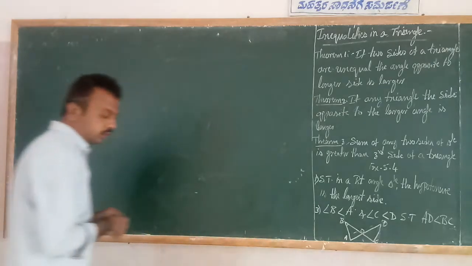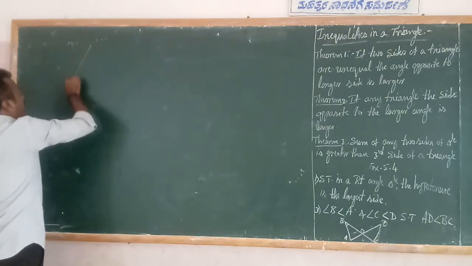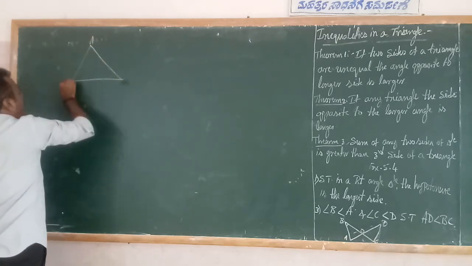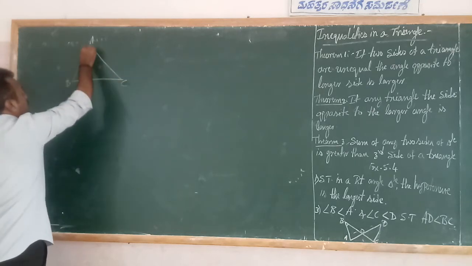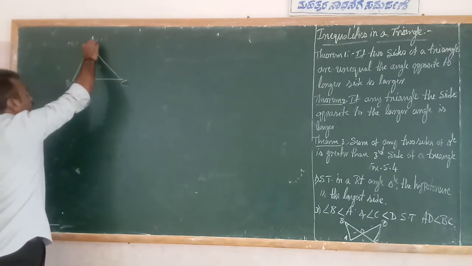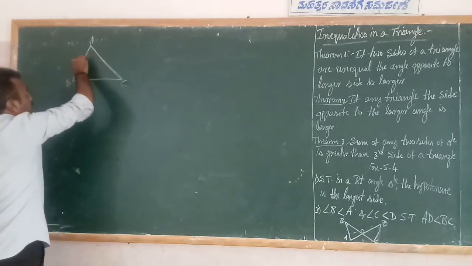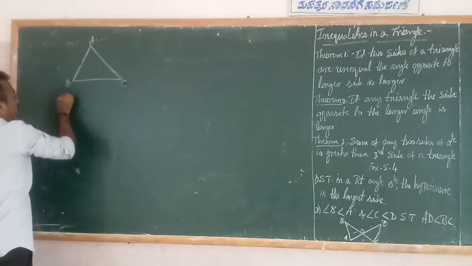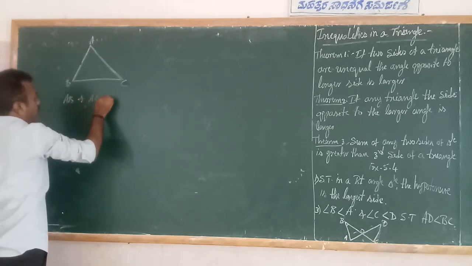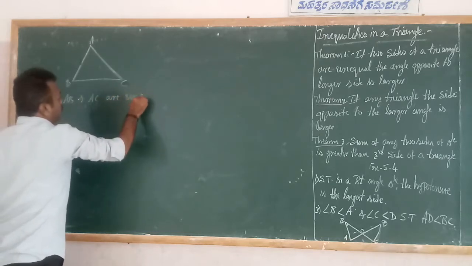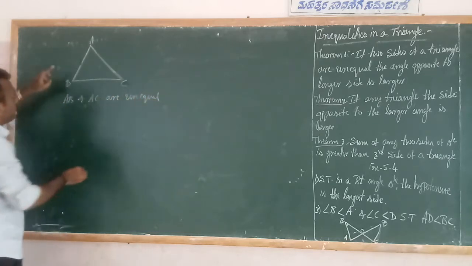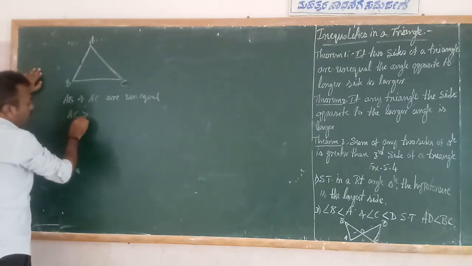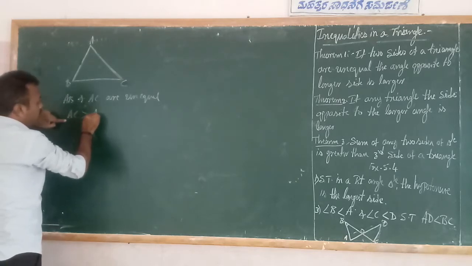That means, see students, I will draw one triangle with vertices A, B and C. Here AB is less than AC, correct? AB and AC sides are unequal sides. In that, which side is the bigger or longer side? AC is longer. I consider AC is greater than AB.